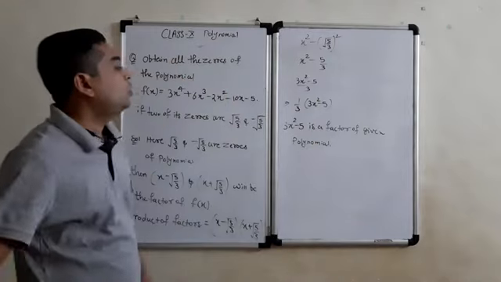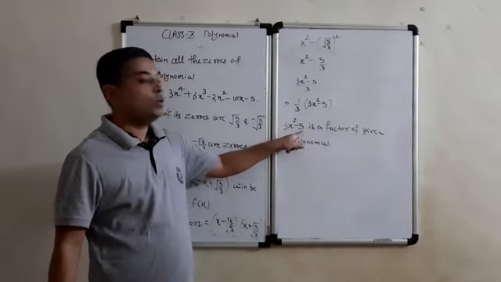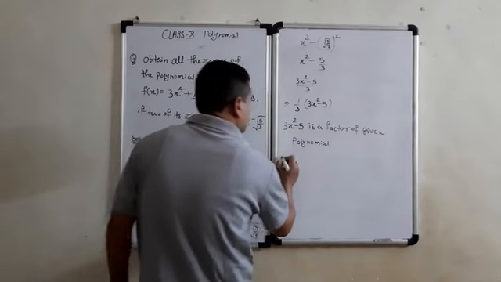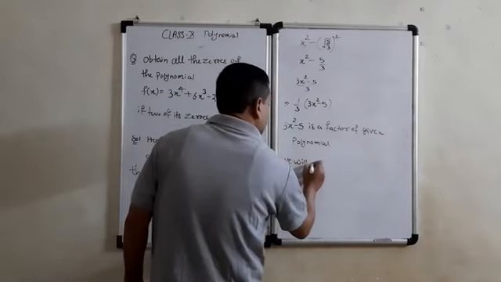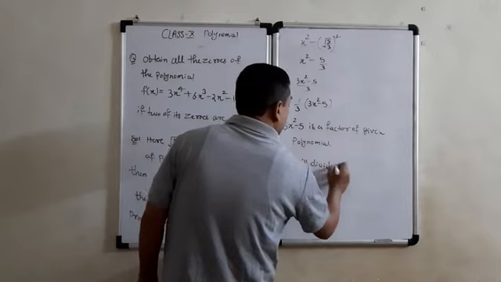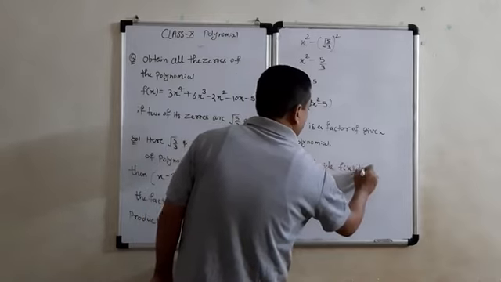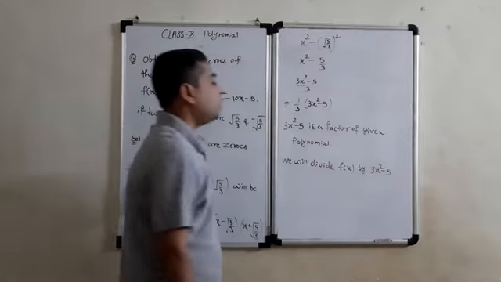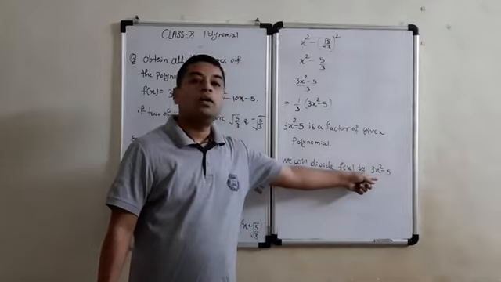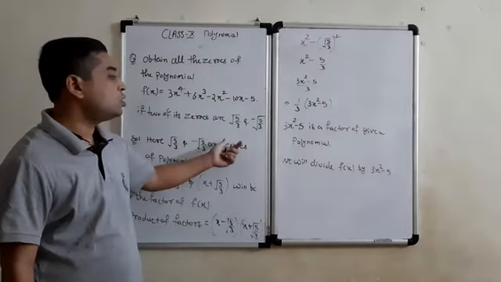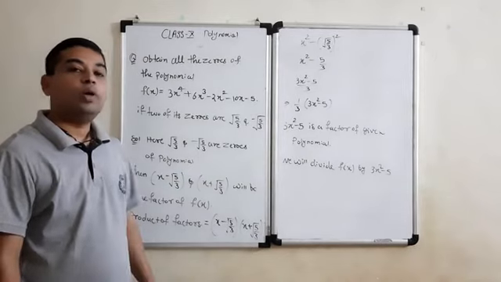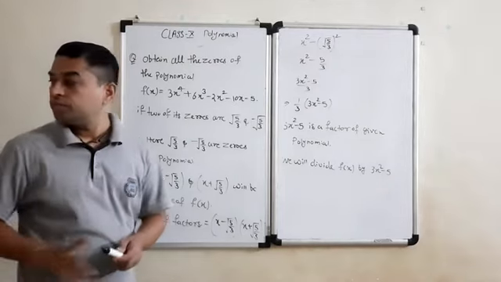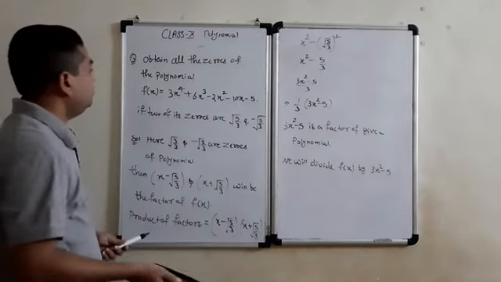So what we will do with this 3x square minus 5, we will divide the given polynomial. We will divide f of x by 3x square minus 5. What will happen? So if we will divide the given polynomial by the product of given factors, given zeros, so we will get the product of remaining two zeros in the form of quotient. So let us divide.